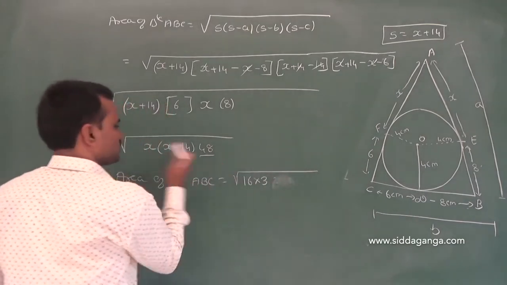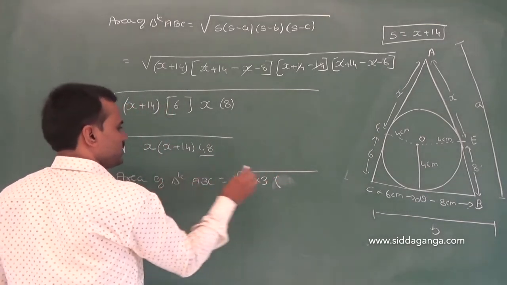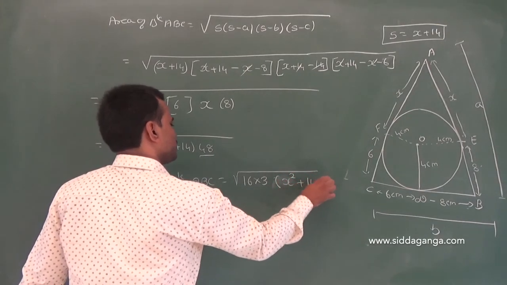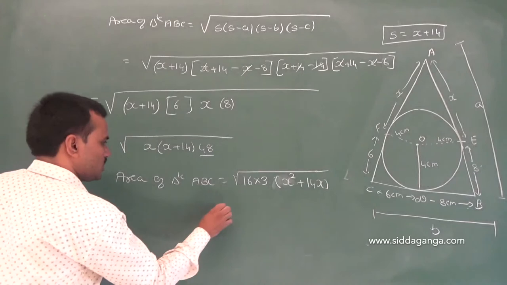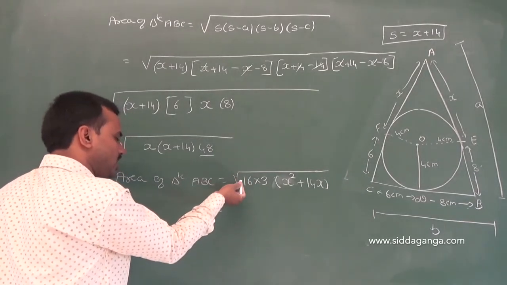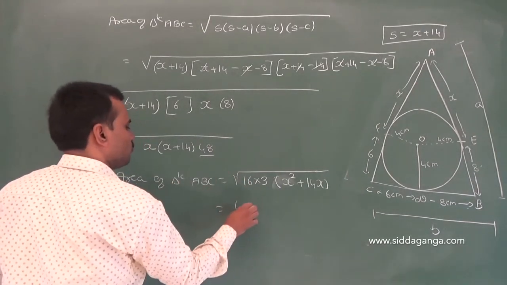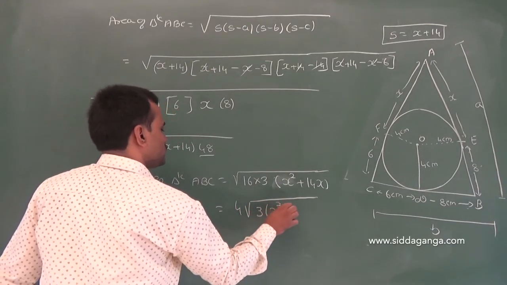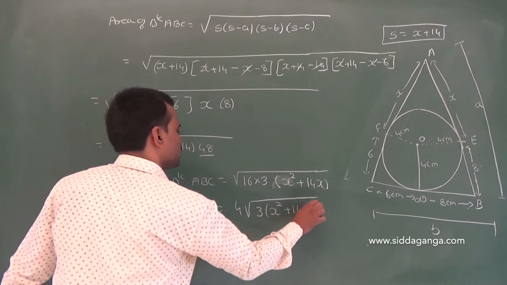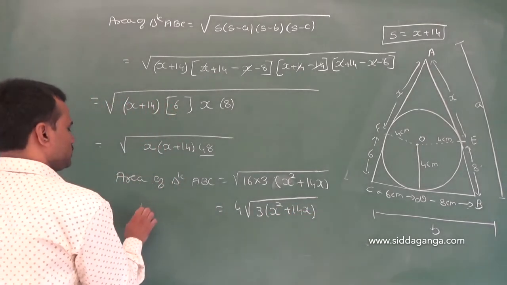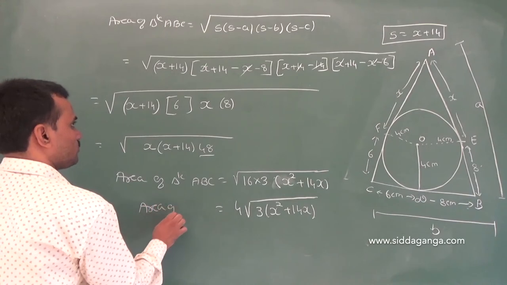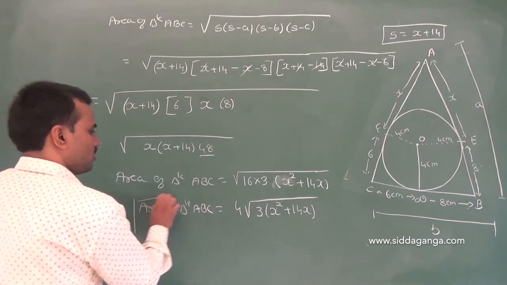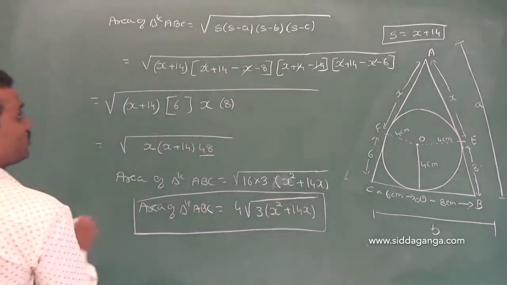because it is better we multiply x inside, it becomes x square plus 14x, x square plus 14x. So that implies 16, we take outside of the square root as 4, root of 3 into x square plus 14x. This is what? Area of triangle ABC. Area of triangle according to Heron's formula.